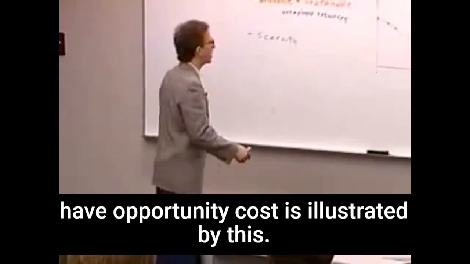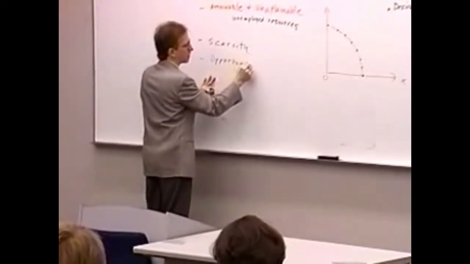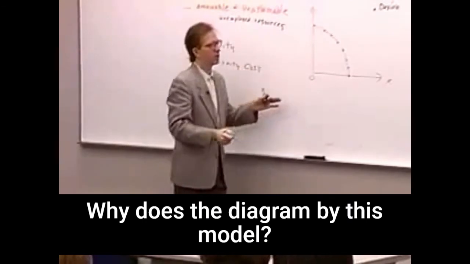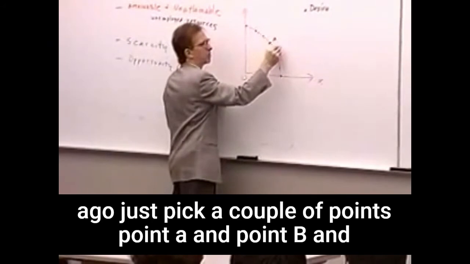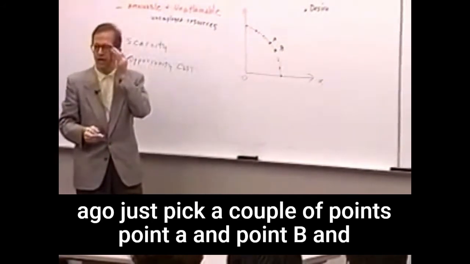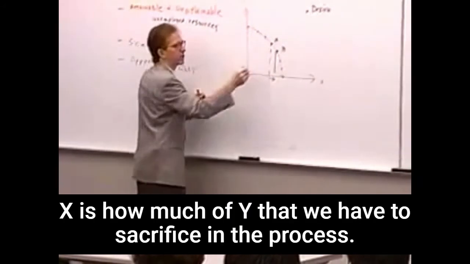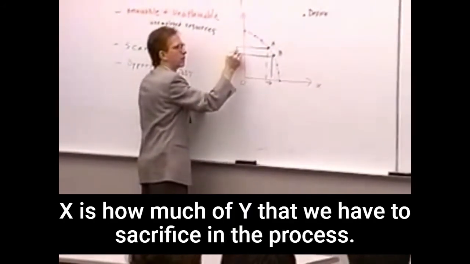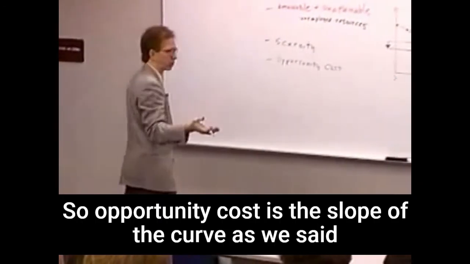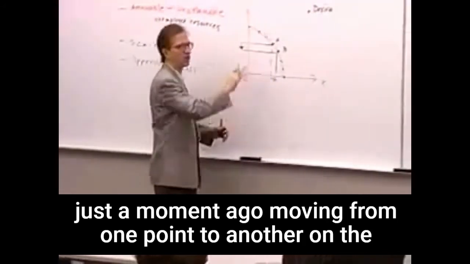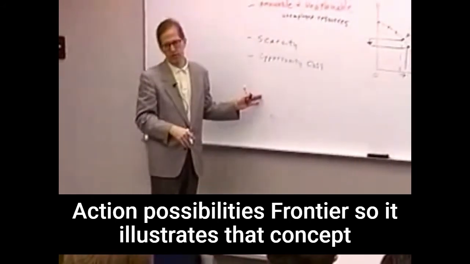Opportunity cost is illustrated by this diagram, by this model. And if you remember, we just talked about that one moment ago. Just pick a couple of points, point A and point B. And opportunity cost, the cost of getting this little bit of extra X, is how much of Y that we have to sacrifice in the process. So opportunity cost is the slope of the curve, as we said just a moment ago, moving from one point to another on the production possibilities frontier. So it illustrates that concept.